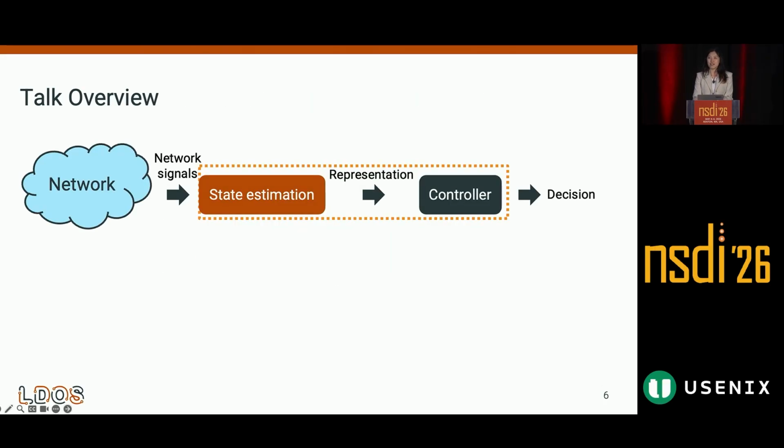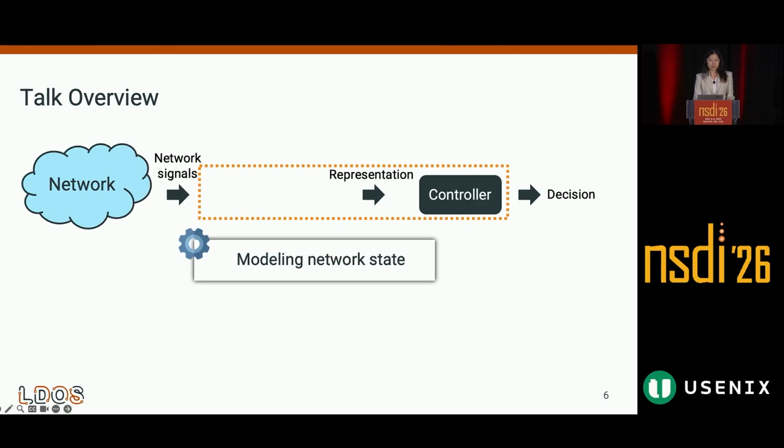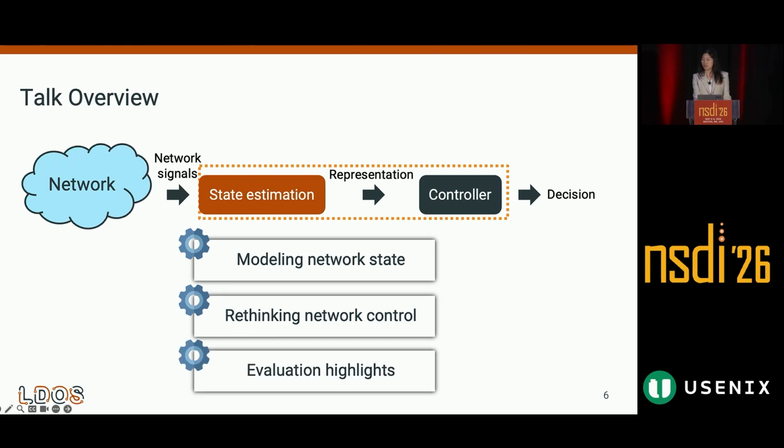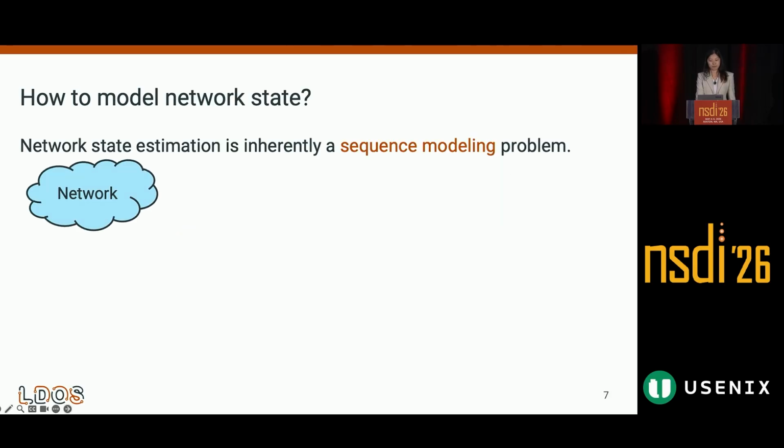In this talk, I'll first give a very high-level overview of how we model the network state. And then, with that, how does it lead us to rethink network control? In the end, I'll also introduce some key evaluation insights.